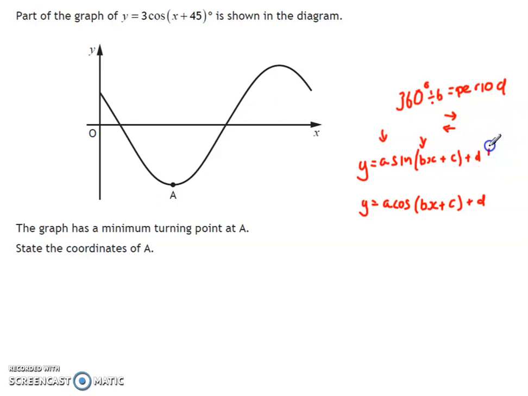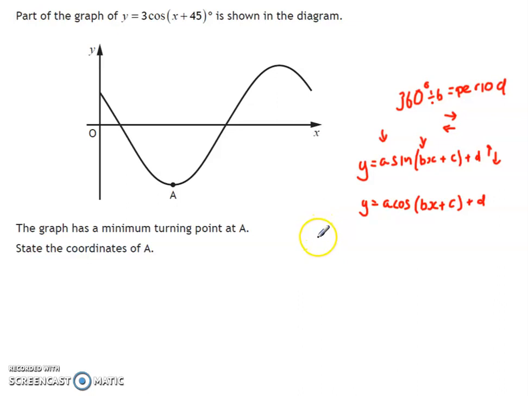And then the D shifts the graph up or down in y. Now this one actually follows what you'd think. If we add something onto the graph, the whole thing's going to move up. If we subtract something from it, the whole graph is going to move down. Now we have to look at these, figure out which of these has had an effect on the graph that we want here, and then figure out exactly how it shifted the graph.